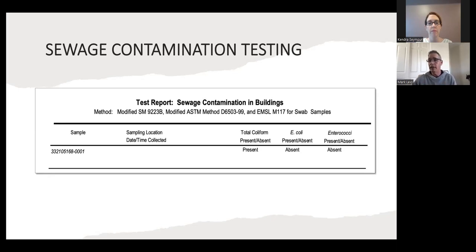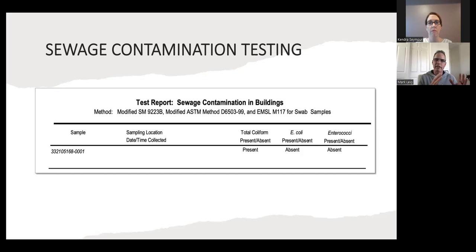Sewage contamination in buildings is the name of this particular type of sampling methodology that we use. And again, we're looking at the presence or absence of these organisms. Now, you can see here that E. coli is not present, which is actually an organism that could be of a gram-negative bacteria. And there's enterococci that's not actually present. Does that mean that it's okay? Well, we know that it's not living there, but we do see a presence in terms of the total coliform. So we're going to want to establish a proper remediation strategy.